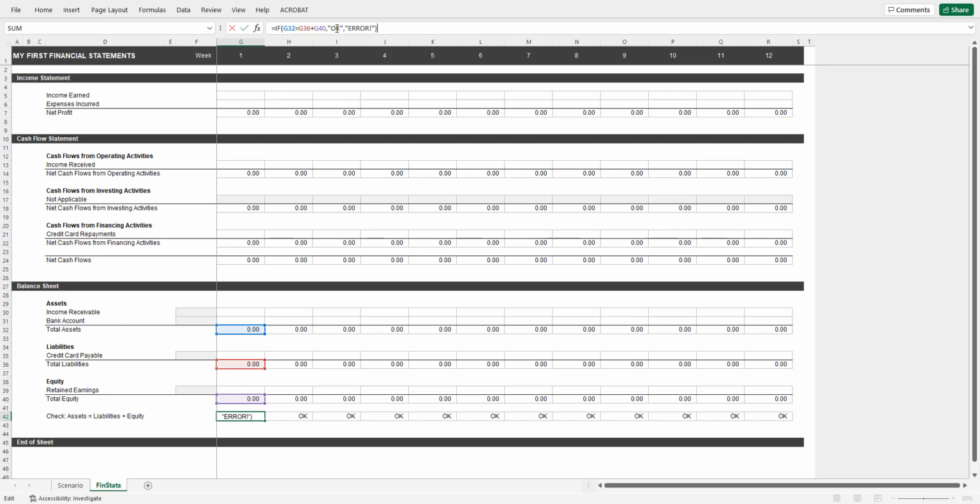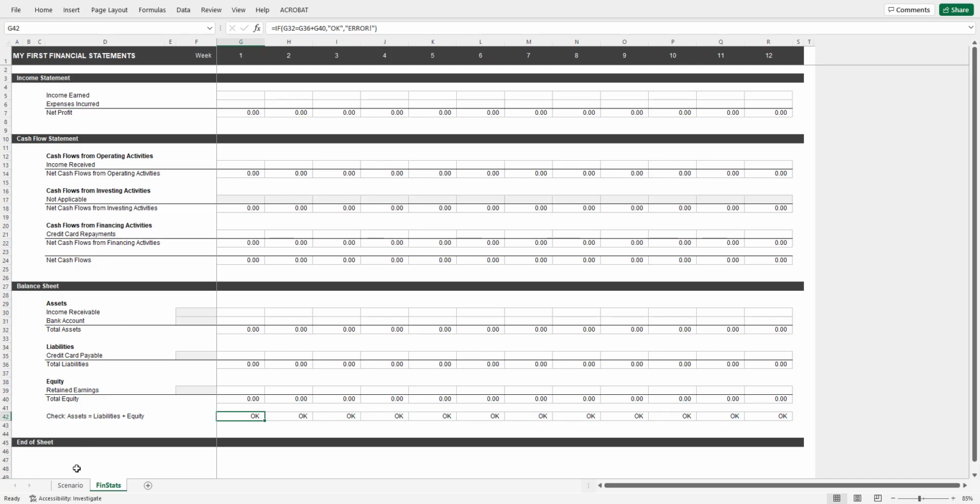Return the word okay. Otherwise, return the word error, because something has gone wrong, because this accounting equation should always be true. I've taken that formula and copied it across for all the weeks, and we just want to keep an eye on that not showing an error.